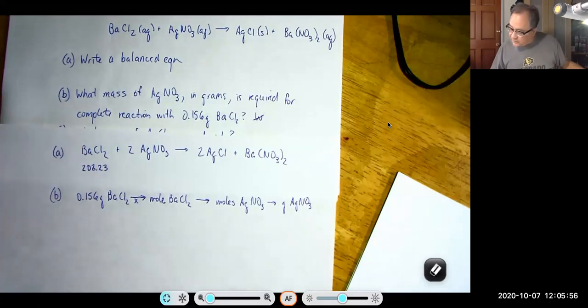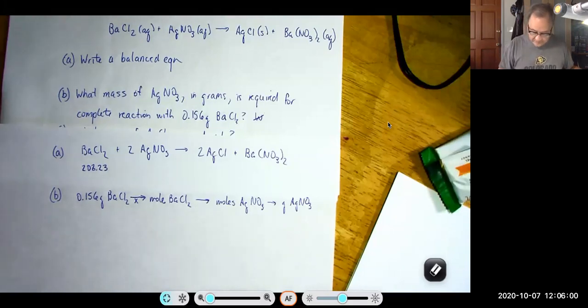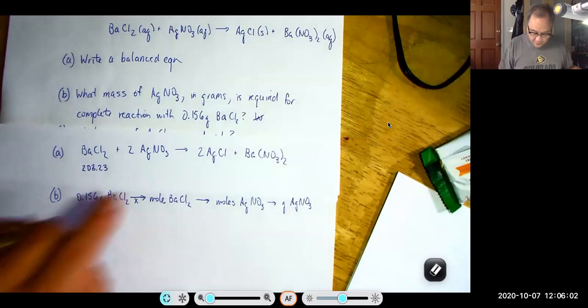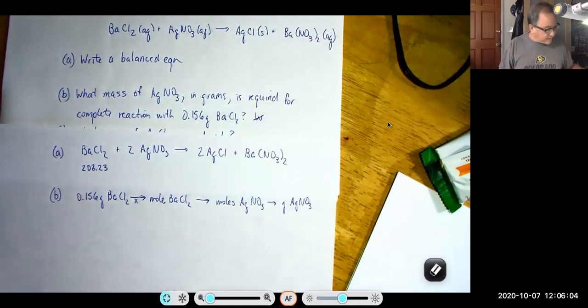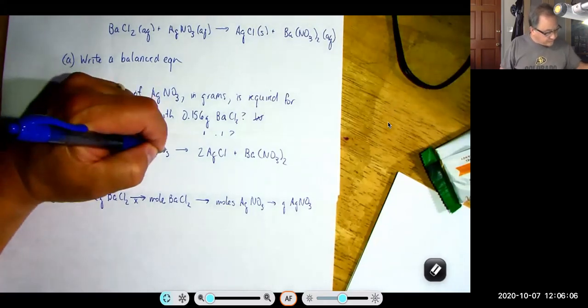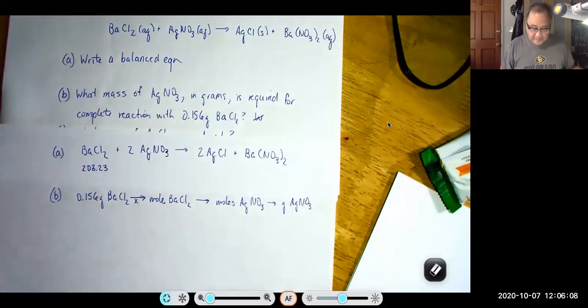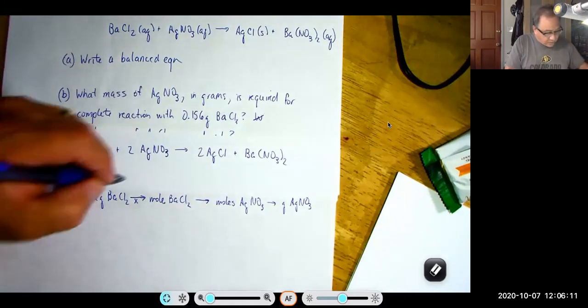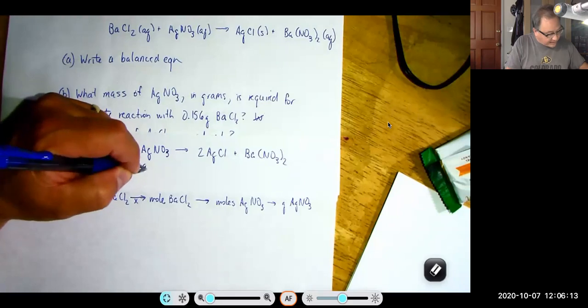Silver is 107.87. Nitrogen is 14.01. And 3 oxygens is 48. So this has a molar mass of 169.88.